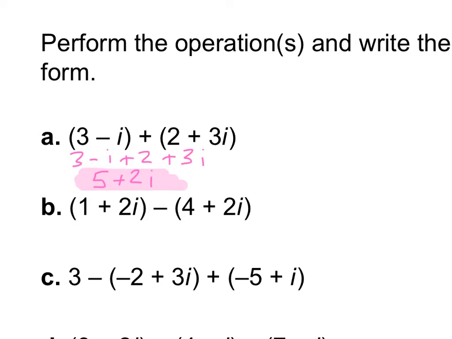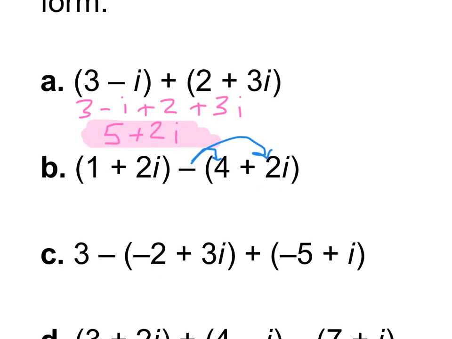Miss Carver? Yes. For the next one, we're subtracting. So here we would distribute the minus. The first one we were just adding, so we could get rid of our parentheses. But now we need to distribute the minus sign. So we have 1 plus 2i minus 4 minus 2i. So we have 1 minus 4. We combine our real parts together. So this would be negative 3.